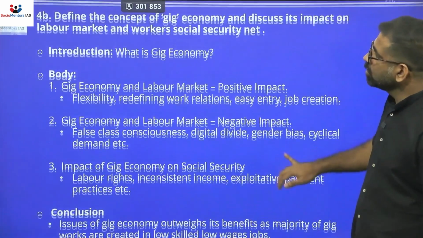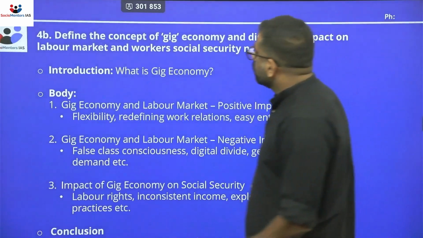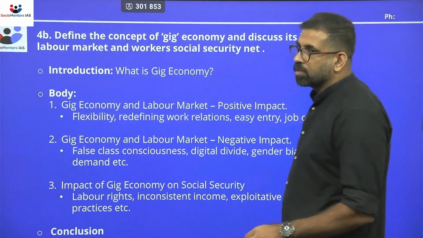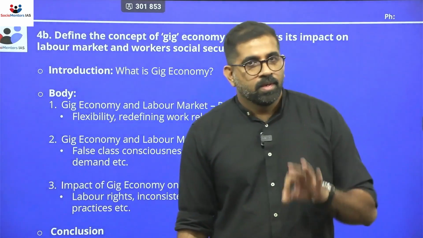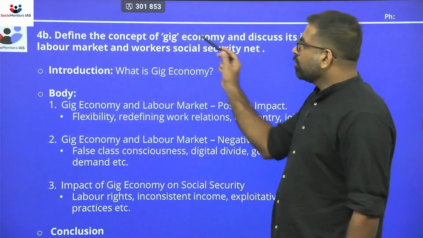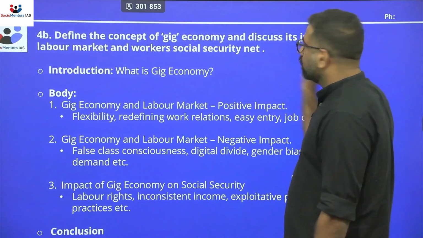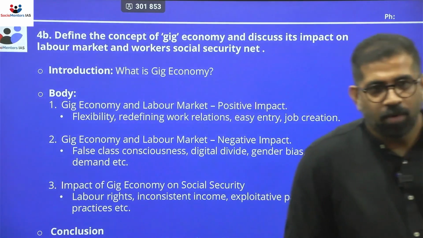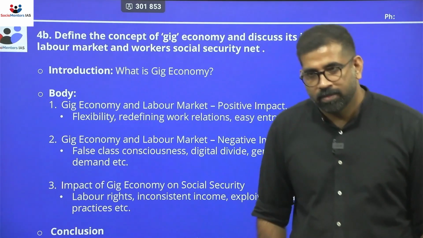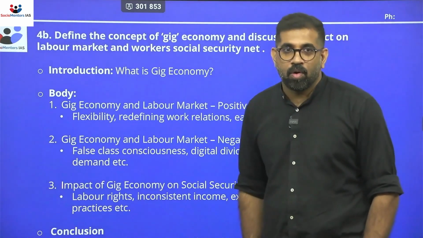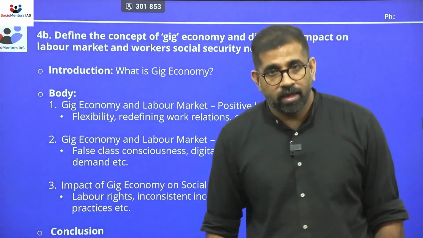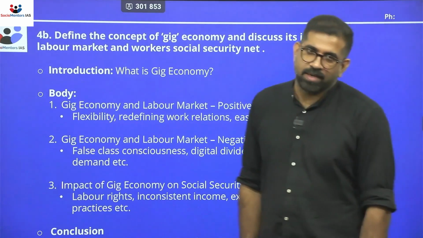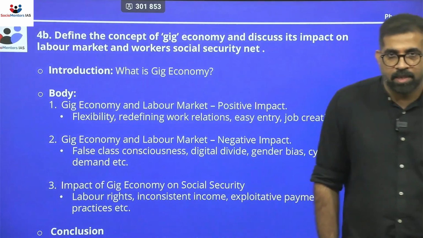Okay. So, 4B, define the concept of gig economy and discuss its impact on labor market and workers' social security net. Okay. Here, the question is about discuss its impact, right? Impact can be positive as well as negative. So, when you are addressing, when you read a question, you have to also be aware of the words used in the question, other than that of the directive. Directive is like explain, examine, critically analyze.